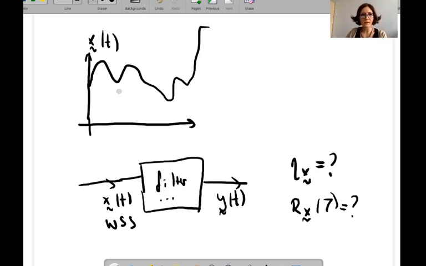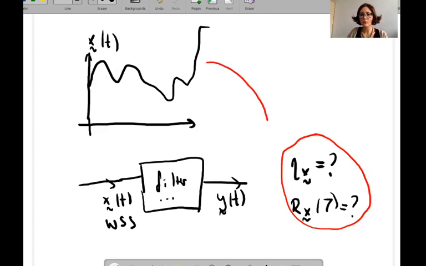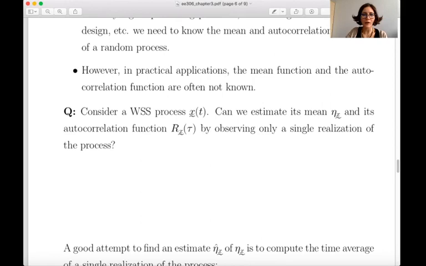Now, the question is this actually. Can we find the mean function, the mean value, and the autocorrelation function of the random process using only a single realization? So is it possible to do this? For some random processes, it is possible. For others, it is not. So this is the topic that we will study right now.